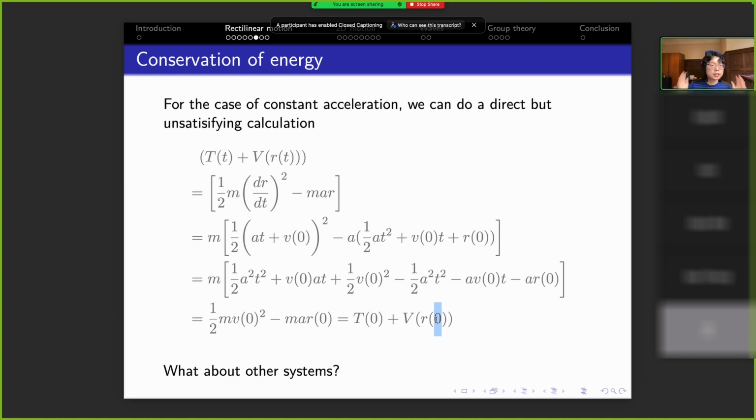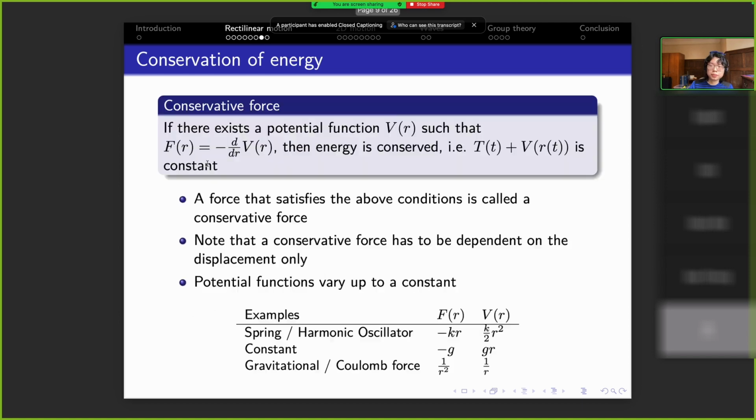But again, this is a terrible way of doing things, because you can imagine that energy is conserved in a lot of different settings, right? There's no way that every time you have to do this insane calculation and mathematically prove that the energy is conserved. So there's a much better way of doing this, which we're going to talk about now.